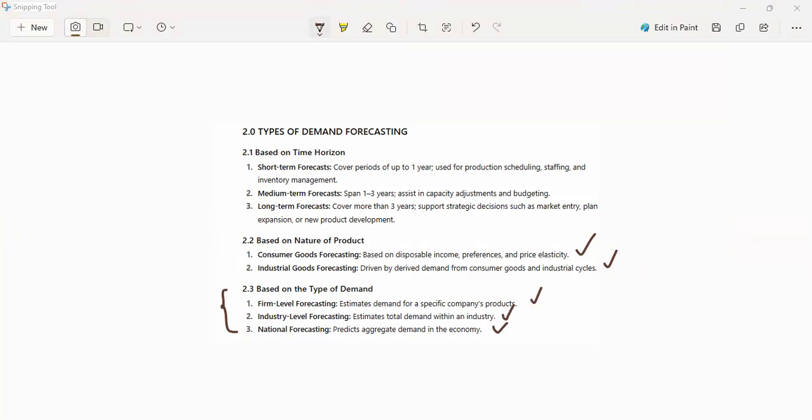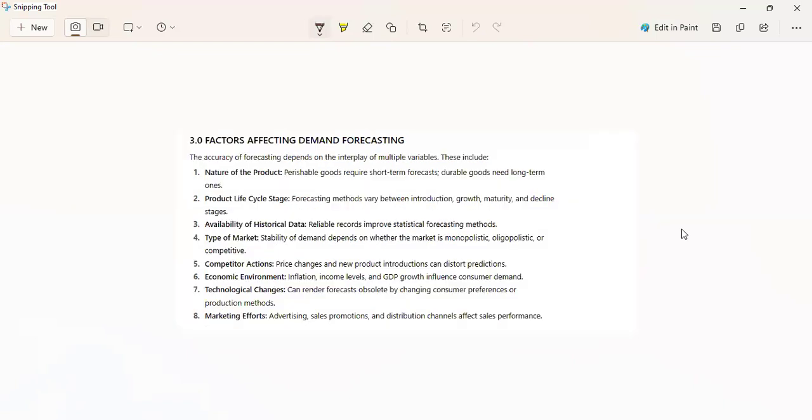Now, there are factors that will affect demand forecasting. There are several factors that will affect not demand, but demand forecasting. So demand forecasting will depend on multiple variables. Number one, the nature of the product, whether it's perishable, or non-perishable or a durable good. Secondly, look at the product life cycle. Forecasting also will vary between the introduction, the growth, and maturity stage up until the decline stages.